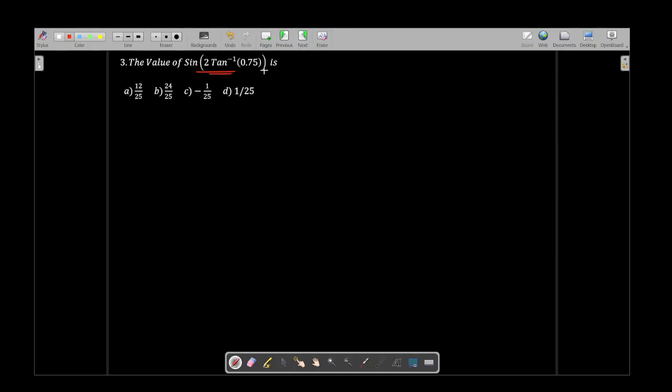And here again this problem can be solved in two ways. So first way is I'll write sine of 2 tan inverse of, I'll write 0.75 as 3 by 4.